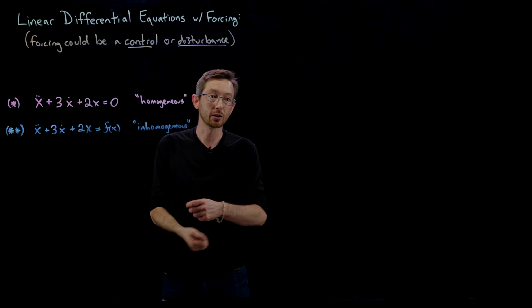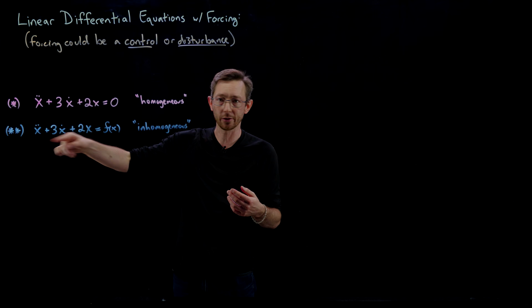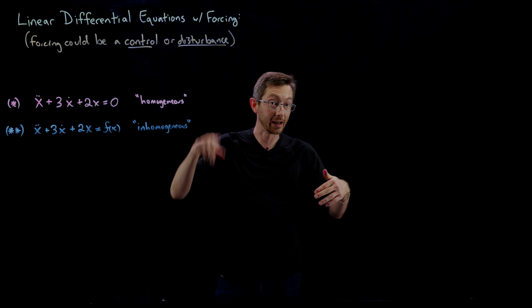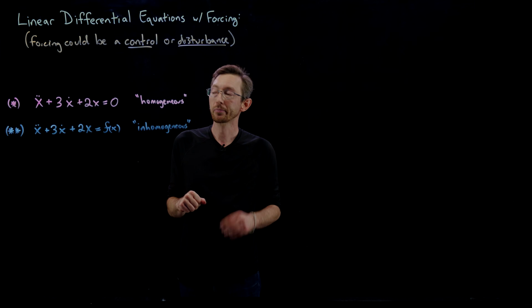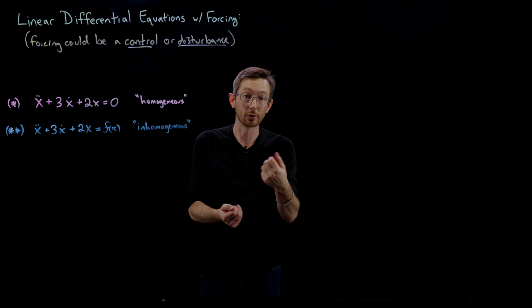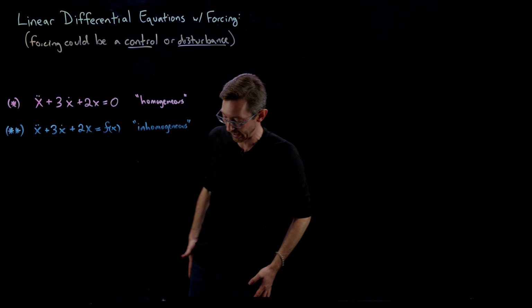And again, that forcing could be something external. Maybe this is a model for how plants grow, and this is the solar cycle, and I know that it's kind of a sinusoidal cycle or something like that, and so I just plug that in. Or maybe it's an external control variable. It's something I actually have control over that I'm going to use to manipulate the behavior of the system. So both of those are valid.